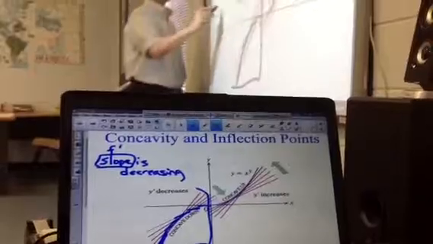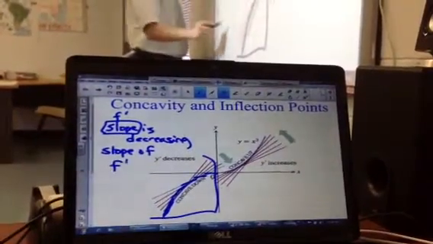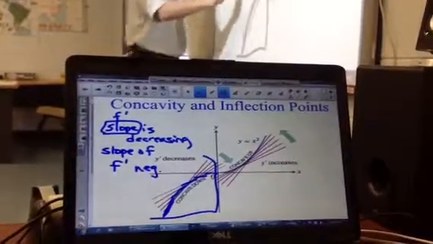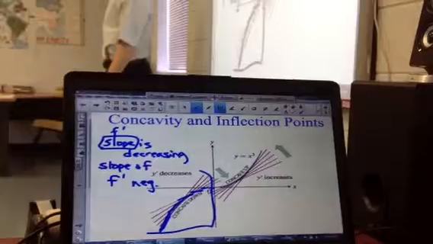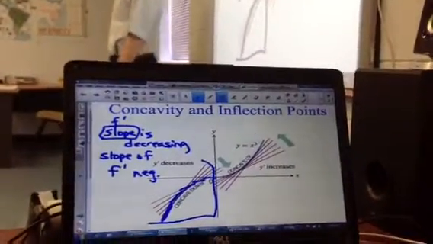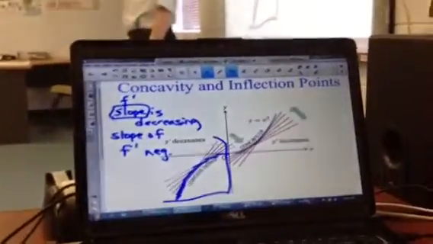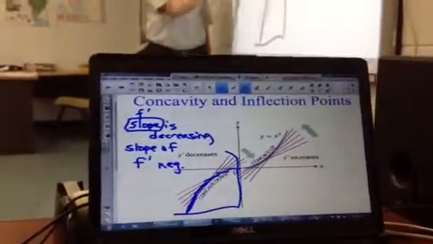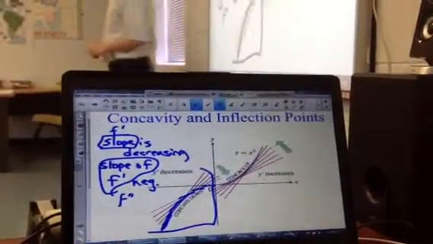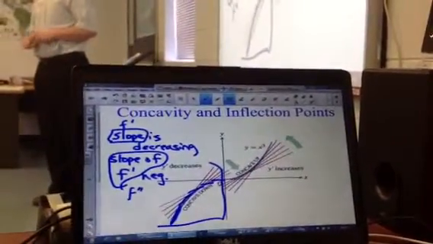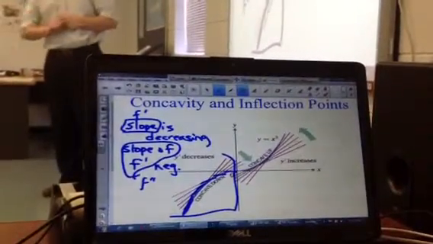If f prime is decreasing, would you agree that the slope of f prime is negative? If slope is decreasing, if f prime is decreasing, isn't f prime going downhill? And if f prime is going downhill, isn't the slope of f prime negative? The slope of f prime is the same thing as f double prime. That's hard. I understand, and I may have said that too quickly.